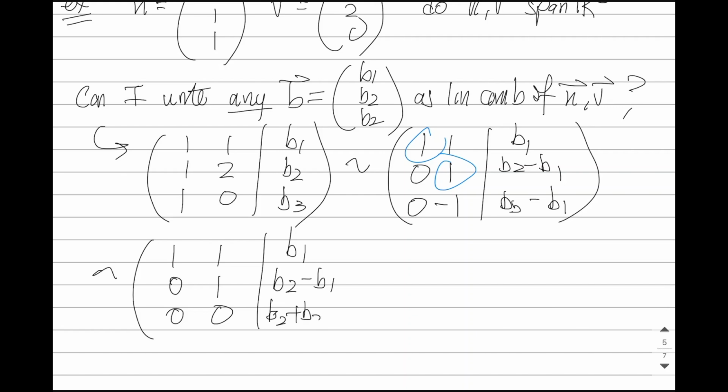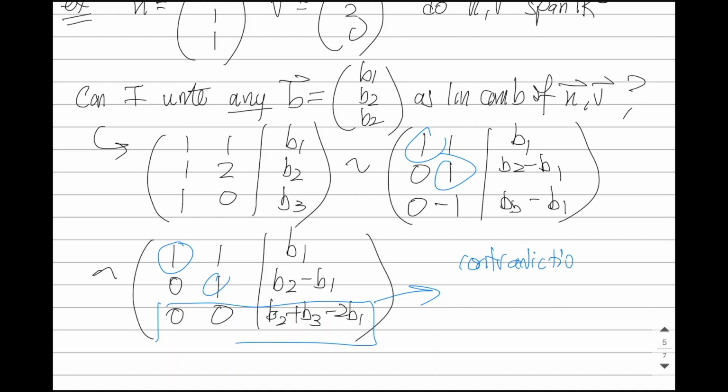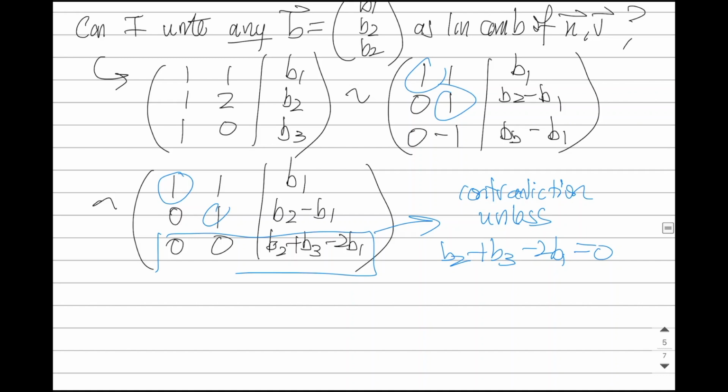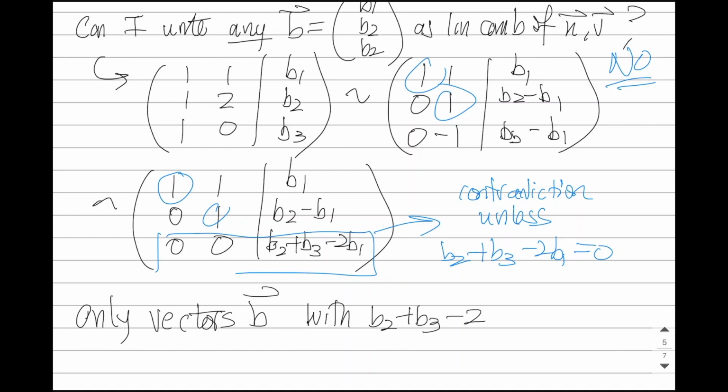Now you can see that there is going to be a problem. We are going to have a contradiction unless B2 plus B3 minus 2B1 is 0. Can I write any vector B in terms of these u and v? The answer is no. Why not? Only vectors B with B2 plus B3 minus 2B1 equal to 0 can be written as a linear combination of u and v. These vectors do not span R3.